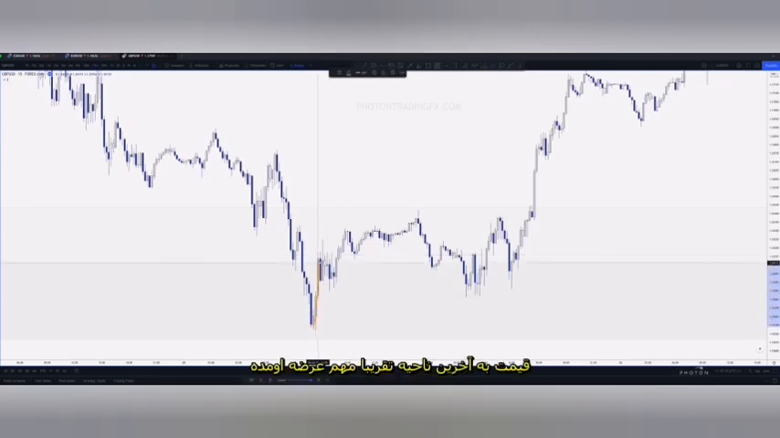Because what do we get? Price comes up into the last major area, I would say, of supply. It reacts, right? The reaction fails. We don't get the change of character until over here. So now we have our flip and our change of character, and then price comes back in.